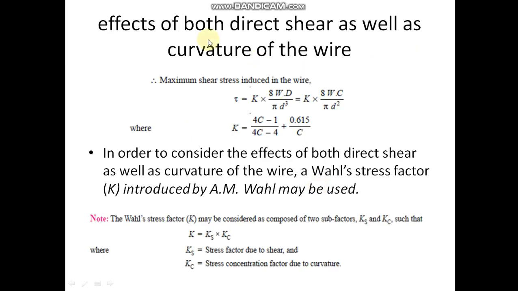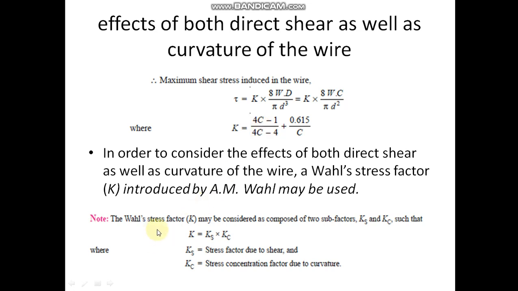But when we consider the effect of curvature of the wire, then the formula will be the same. Shear stress is equal to K into 8WD by pi d cube. Instead of using Ks, we will use K. The K is called the Wahl factor, and this was introduced by A.M. Wahl, and it is called the Wahl stress factor K when we consider the effect of curvature. Then the K will be written as (4c minus 1) by (4c minus 4) plus 0.615 upon c. So this is the formula for K, where C is the spring index, that is capital D by small d.